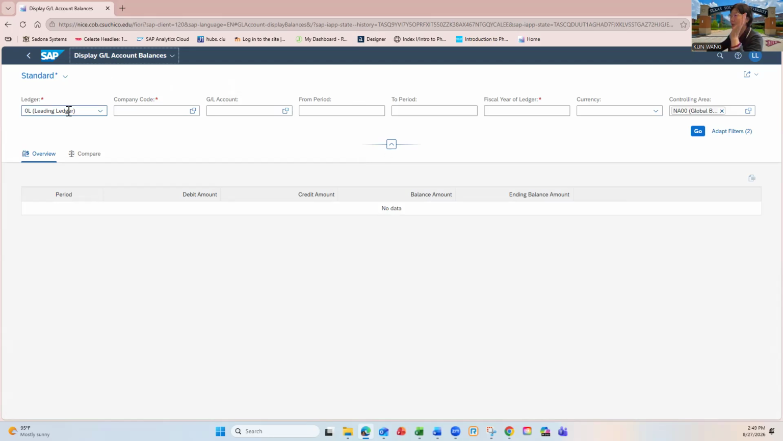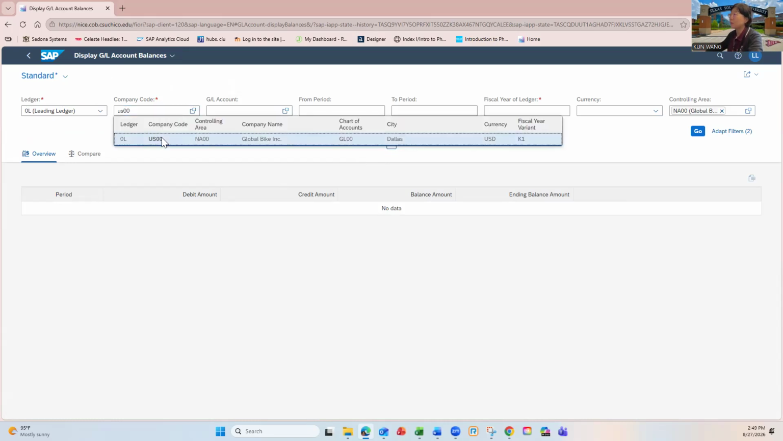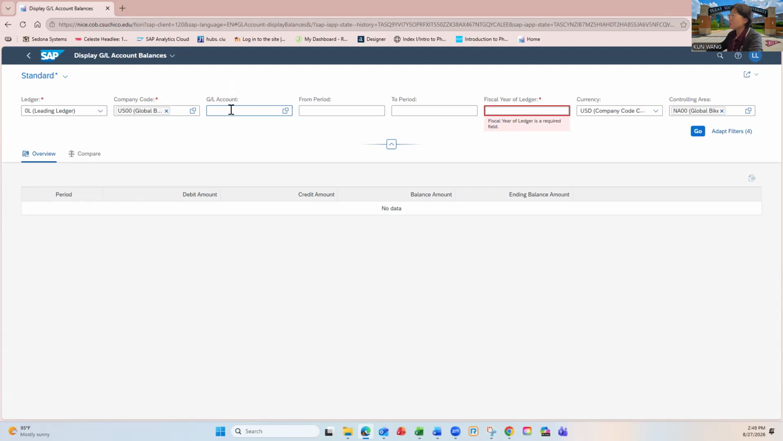If you don't have the ledger accounts available here, input it because this is required. I think we only have two options, but pick the 0L. You can type it also. So it's number 0, not letter O. Okay, 0 and then L, leading ledger. And the company code, we all know we should use US00.